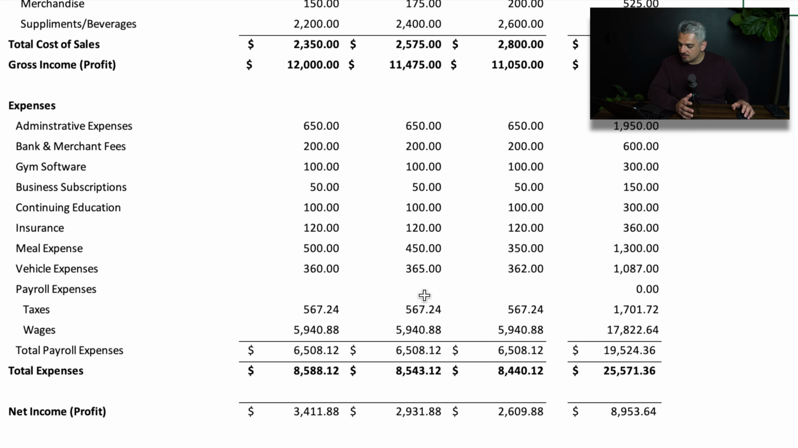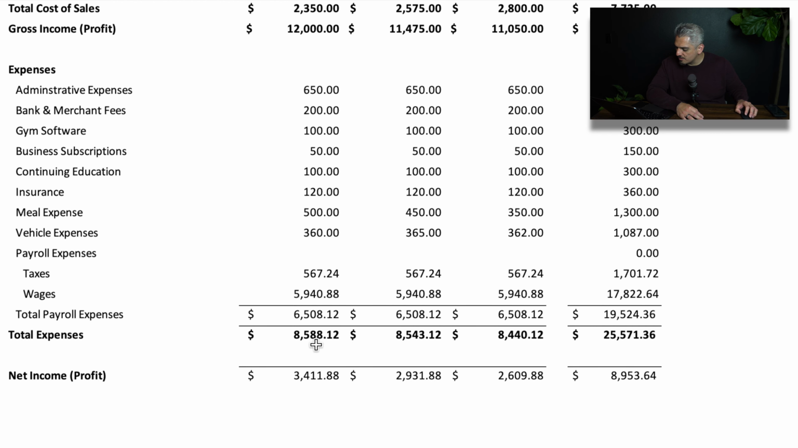Now let's look at the expenses. If you just do a quick scan of the expenses, you can see that pretty much most of them are fixed. Administrative fees are the same, bank fees, gym software, business subscriptions, continuing education, insurance. The meal expenses are slightly going down, so you just note that. Vehicle expenses are pretty much staying the same, and your payroll expenses are pretty much staying the same. So you can see here your total expenses for the most part are about the same.